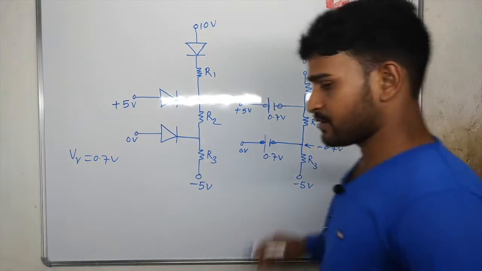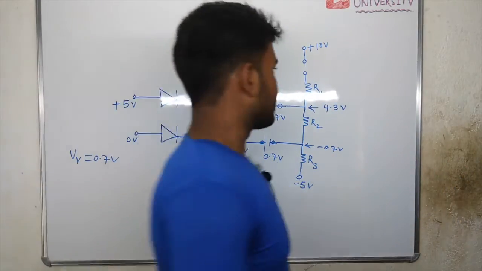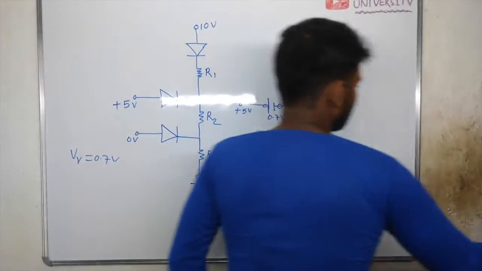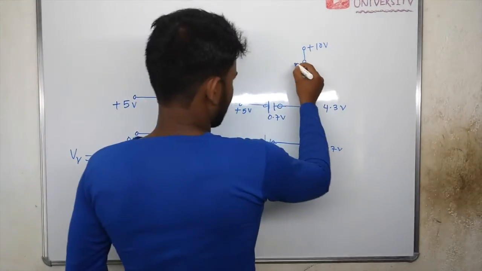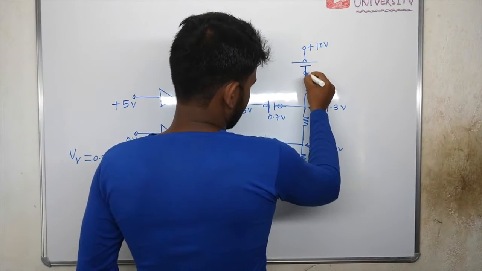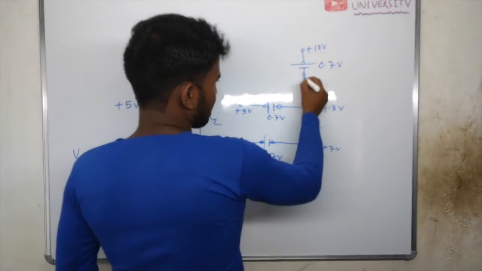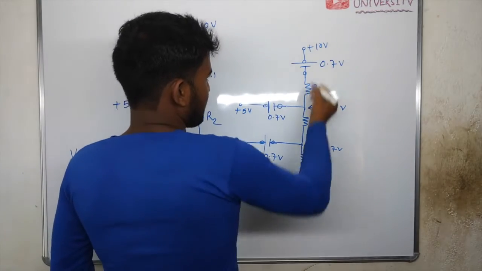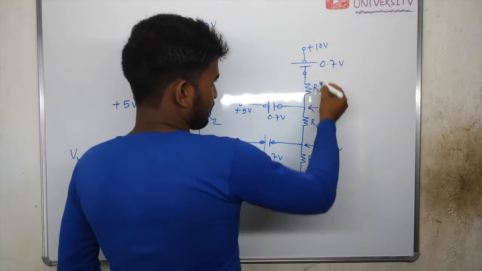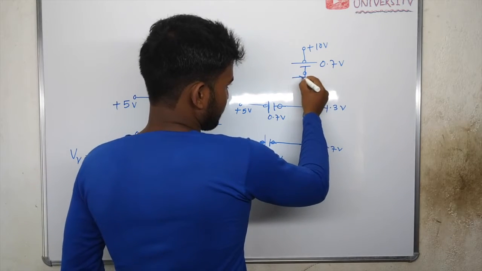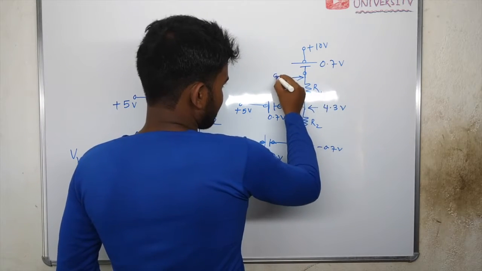If it is forward biased, we will replace this diode with a battery of 0.7 volt, because diode has some cut-in voltage. This voltage is 0.7 volt. So tell me, if this voltage is 10 volt minus 0.7 volt, what is the voltage available at this point? 10 minus 0.7, that is 9.3 volt.